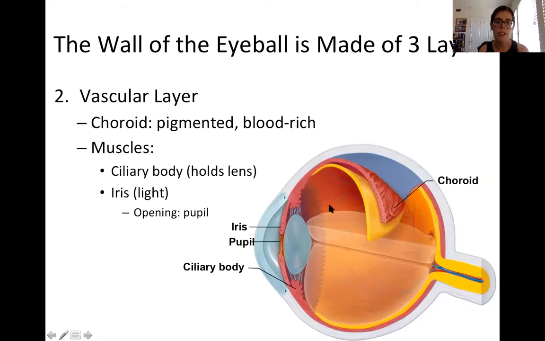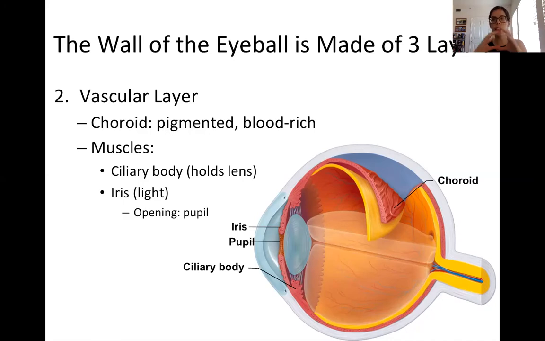Then we have the vascular layer, which is next. And so we've got the choroid, which is a pigmented blood-rich layer in the back of our eye. And we have muscles here that are going to hold certain things in place. So we've got the ciliary body, which is going to hold the lens, and then the iris, which is that colored part of your eye, and has an opening called the pupil. And our pupil is going to change shape depending on the brightness of light and the distance we're looking at.